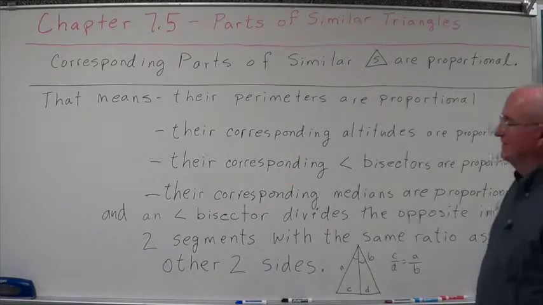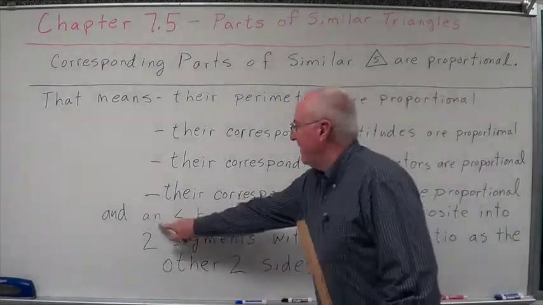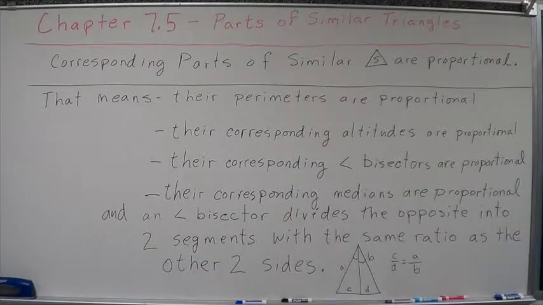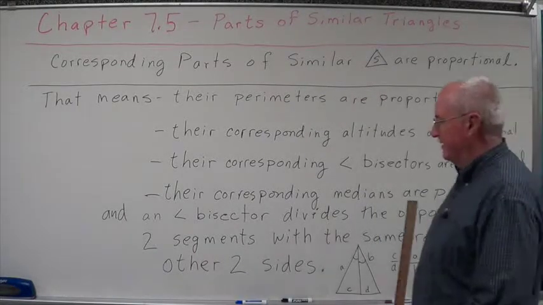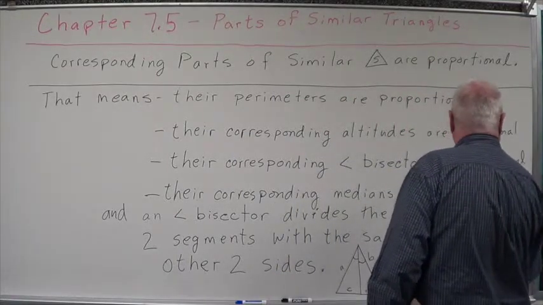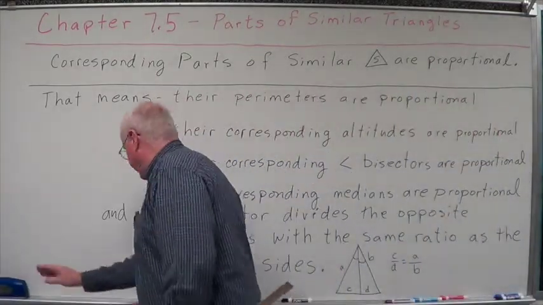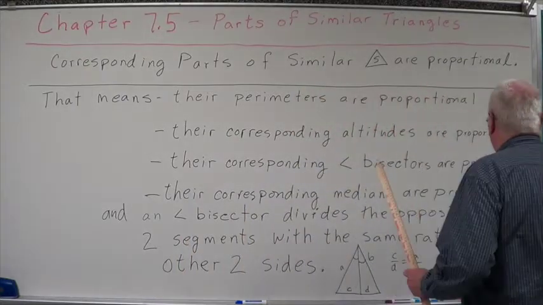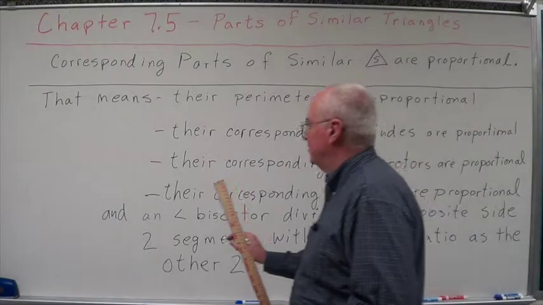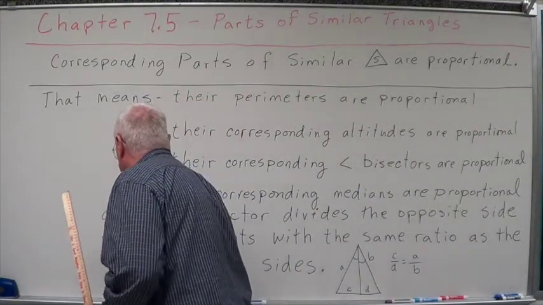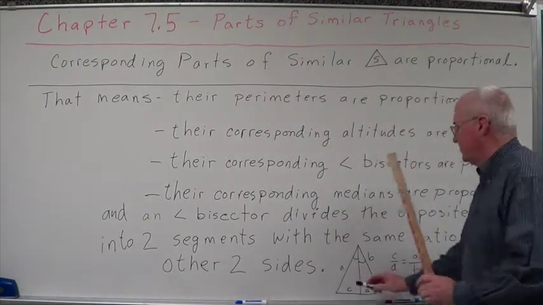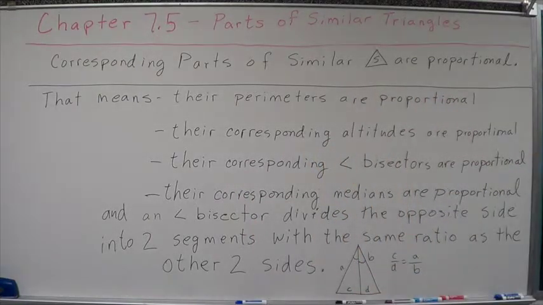And in the last, an angle bisector divides the opposite side. Whoops, need to put that in there, don't we? Opposite side, we need to put opposite side. Left that out. Said it in my head, but I didn't write it down. An angle bisector divides the opposite side into two segments with the same ratio as the other two sides.